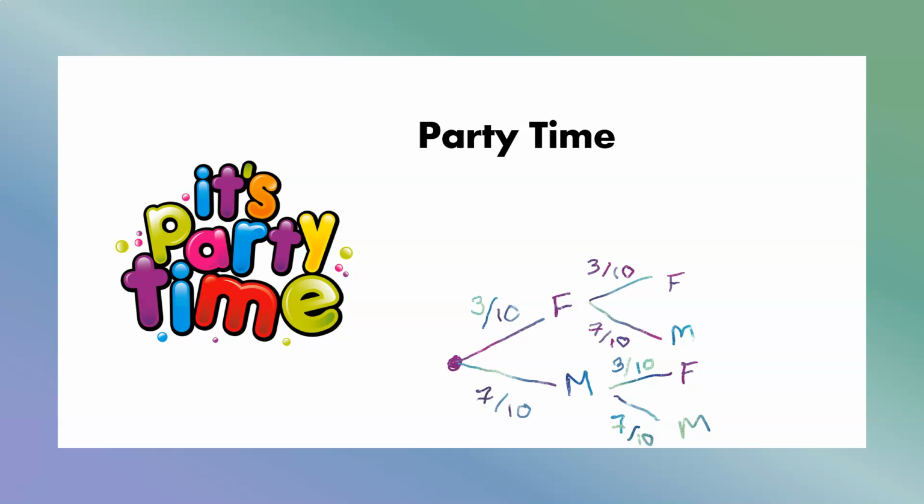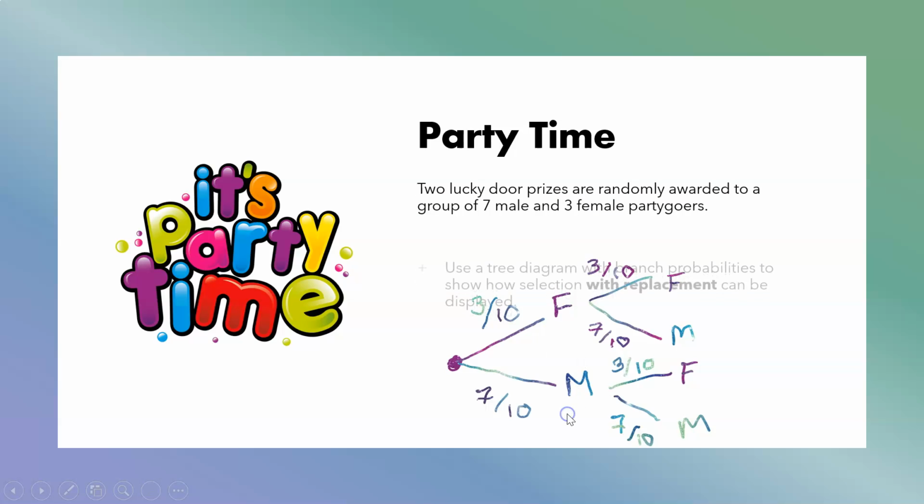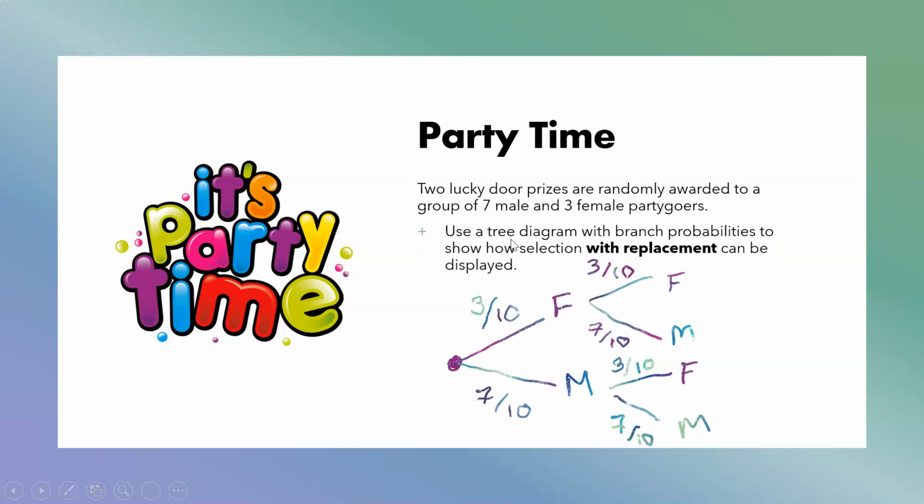Okay, let's go. We're looking at a tree diagram with the branch probabilities to show the selection with replacement. So we've got female, male, first of all. The first door prize is either going to go to a female or a male. In total, there are 10 people. So we've got 7 male, 3 female. That makes 10. So there's a 3 out of 10 chance that the door prize would go to a female. There's a 7 out of 10 chance it will go to a male first up.